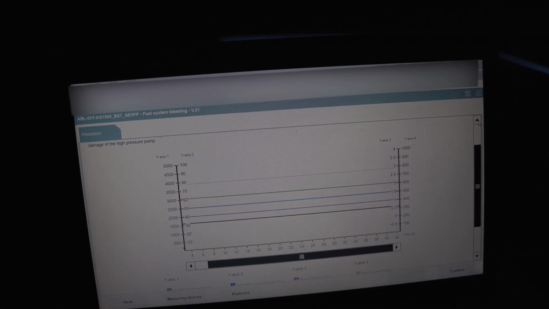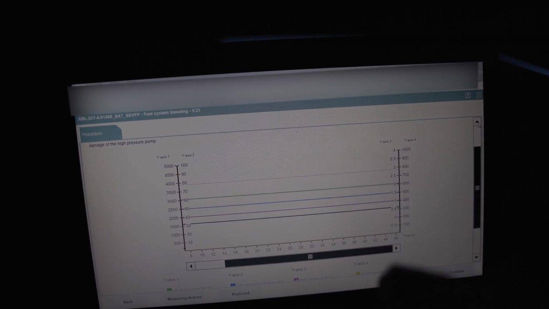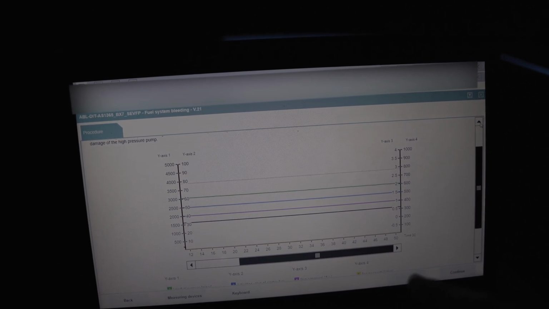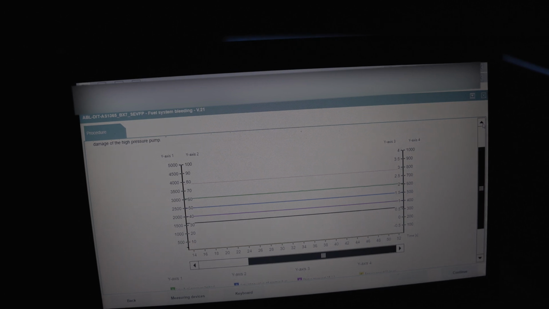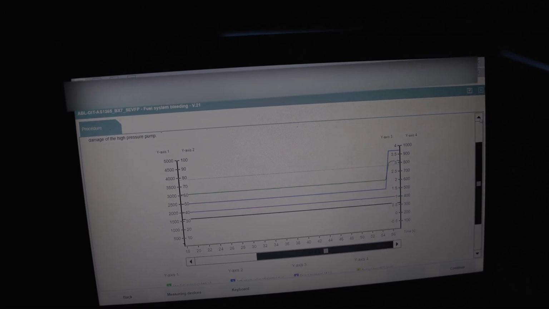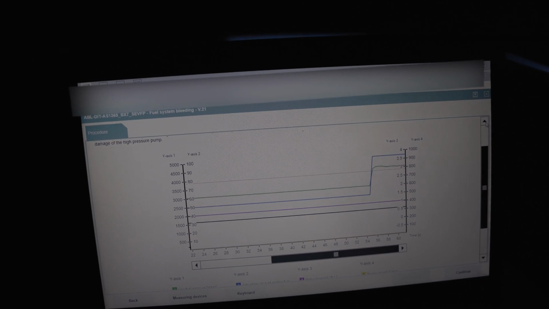Those things are more noticeable once this process goes into the second stage and the fuel pump will move even more fuel. Now you should be able to hear it.